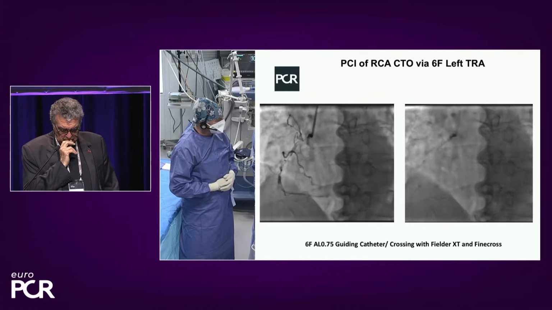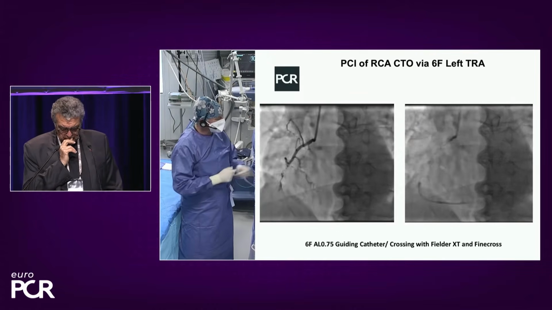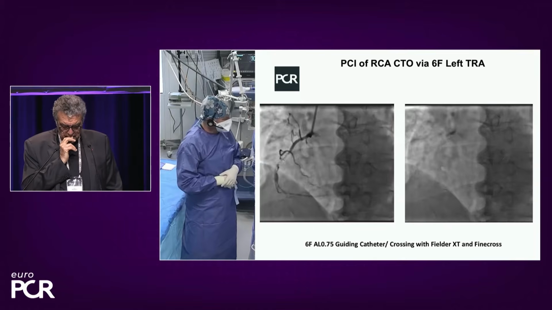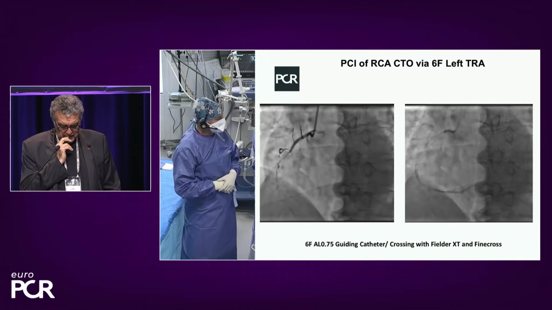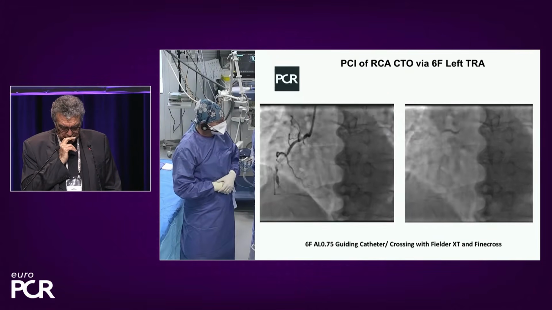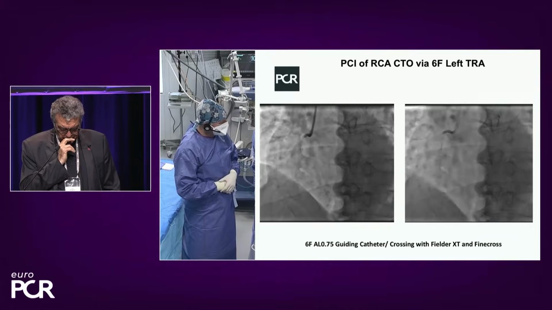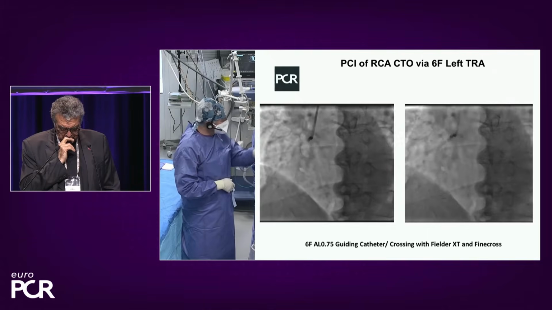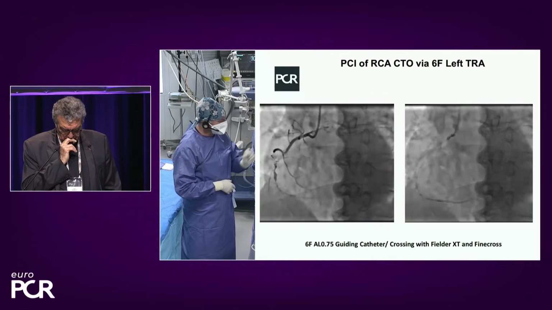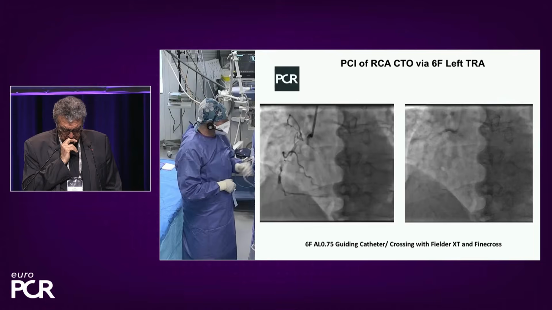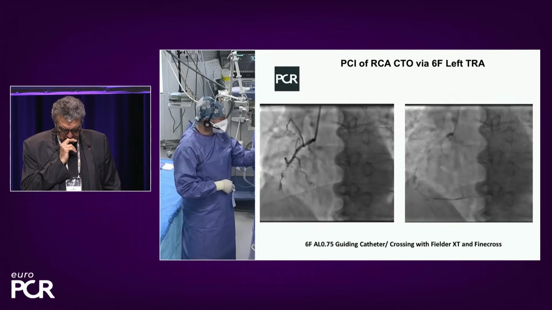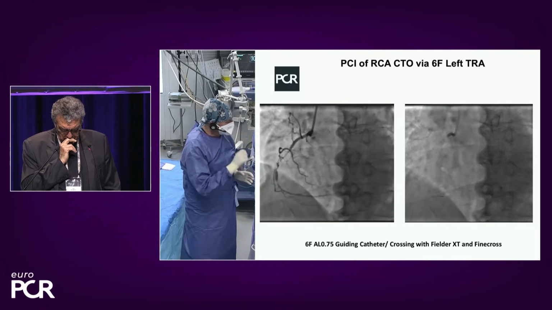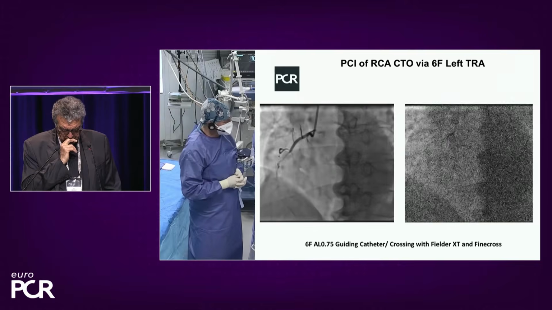This is done by the left transradial approach because the right radial is quite small and it's not achievable to perform the procedure this way. So we use an Amplatz 0.75, and we were able to cross the CTO using the FineCross microcatheter and the Fielder XT. And here you can see on the right the injection through the microcatheter.